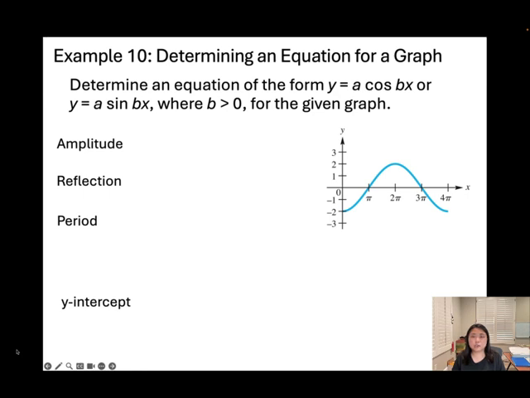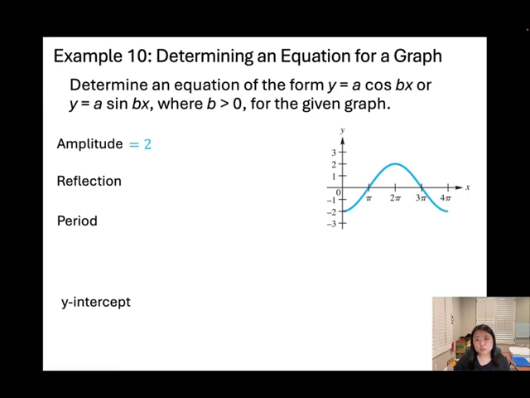Example 10. Determine an equation of the form y equal to a cosine bx or y equal to a sine bx, where b greater than 0, for the given graph. So I have the graph here, and I could use this graph to answer this question. What is the amplitude? The highest point will be 2. Here is also the 2, right? So a equal to 2.